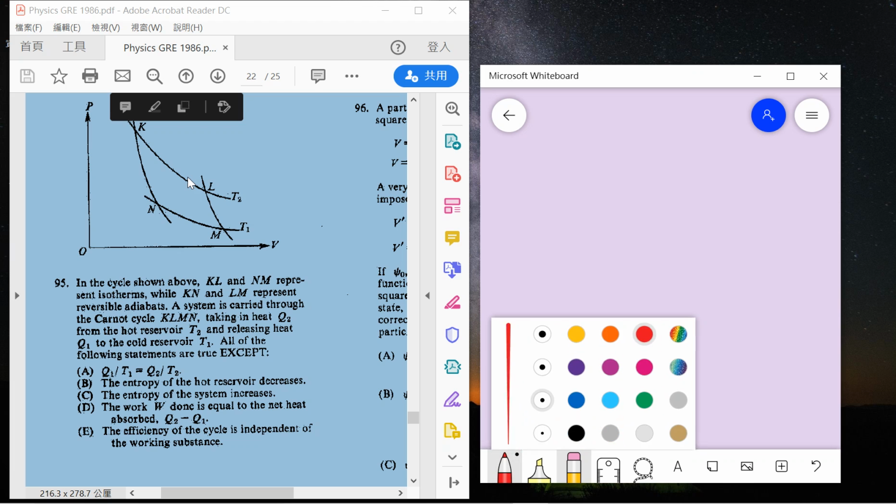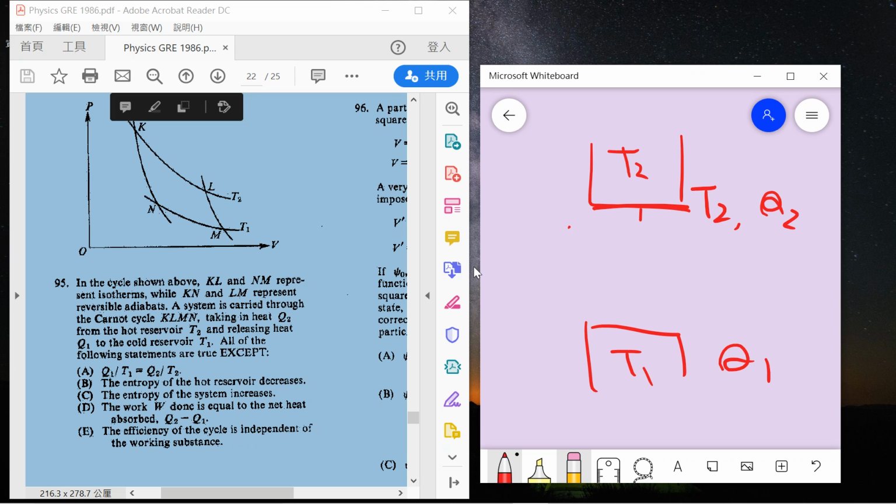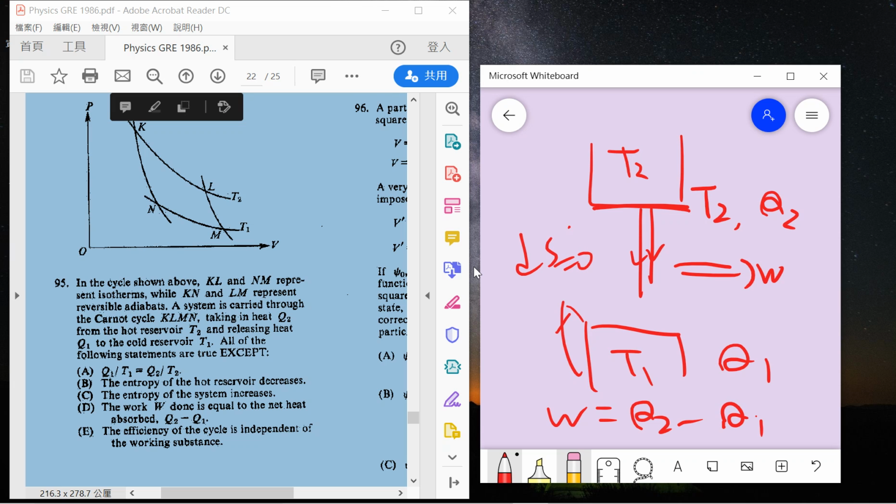So what you need to remember is that the Carnot cycle has the hot reservoir T2 and the heat Q2, and then the T1, Q1, and the work is just Q2 minus Q1, and the total system entropy is 0. So this is the property of the Carnot cycle. You need to remember. Okay, so the first one said that A is correct.